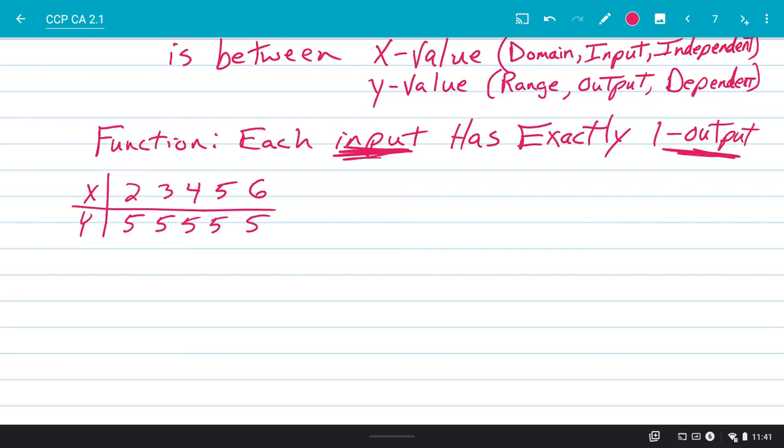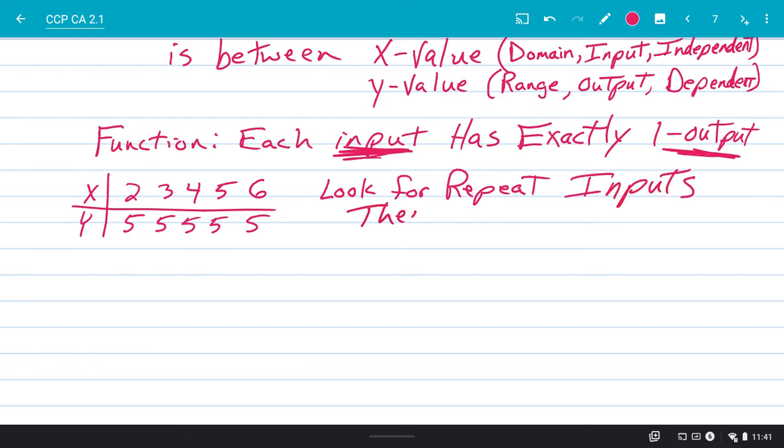Okay. So, if we look at it just as a table, you just have to look for repeated inputs, then compare those outputs. Okay?